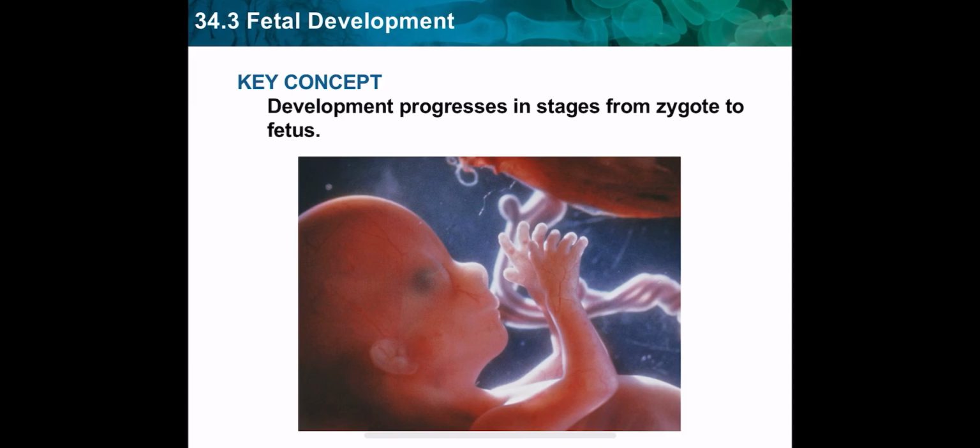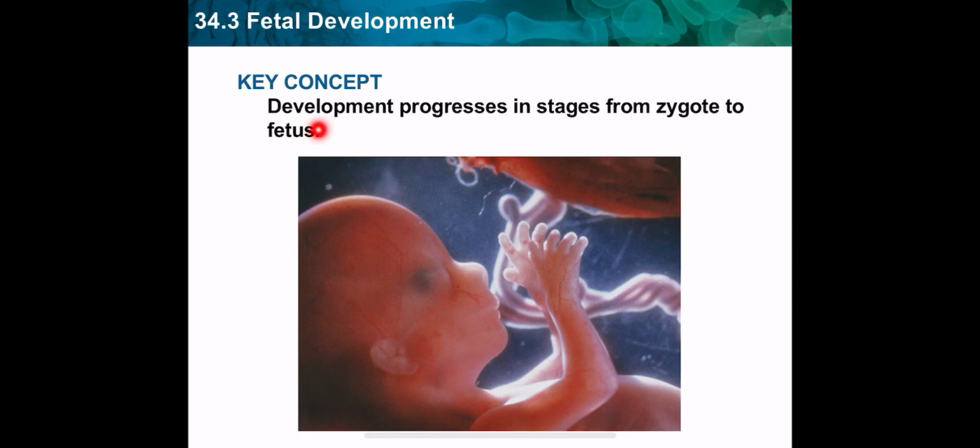Now we're gonna start 34.3 Fetal Development. After talking about the menstrual cycle and the preparation for carrying a new baby or new embryo, let's talk about fetal development. What if fertilization occurred? Where does fertilization take place? It takes place in the fallopian tubes. What will happen to the fetus inside the mother's body?